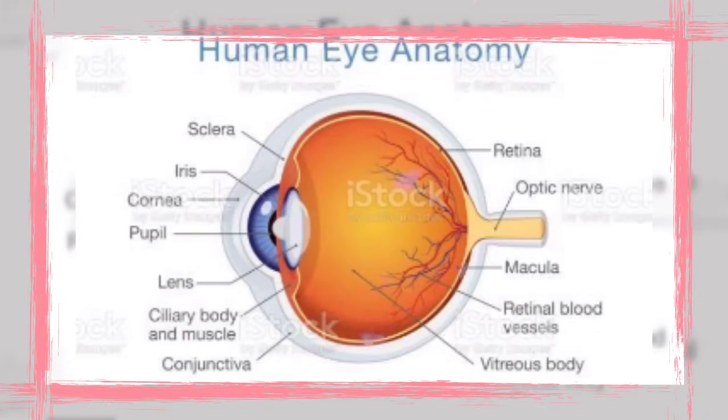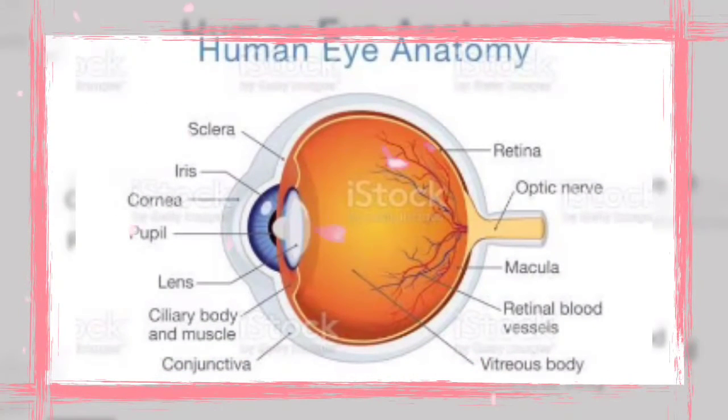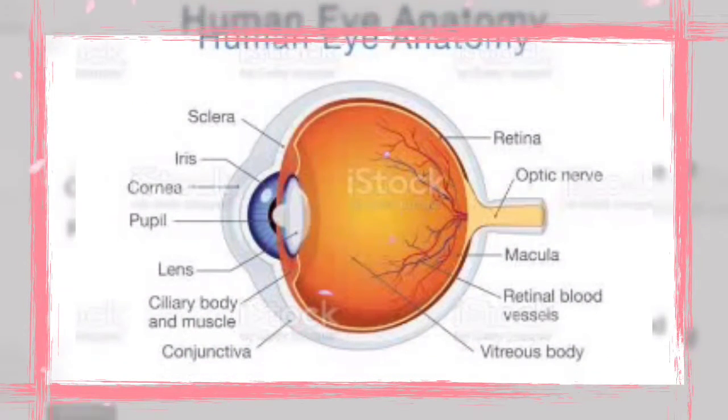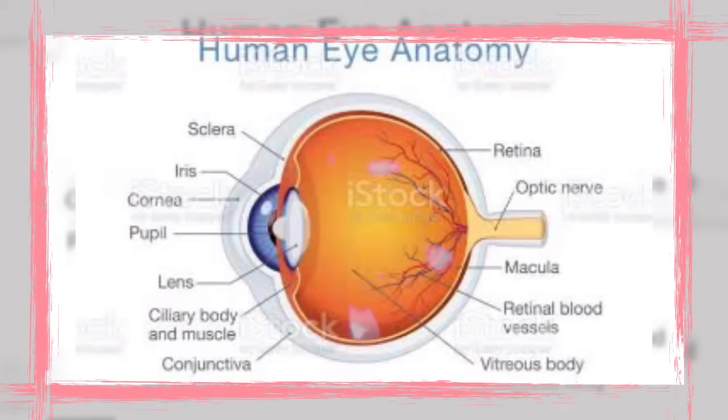The orbit is the bony cavity that contains the eyeball, muscles, nerves, and blood vessels, as well as the structures that produce and drain tears. Each orbit is a pear-shaped structure that is formed by several bones. An inside look at the eye.